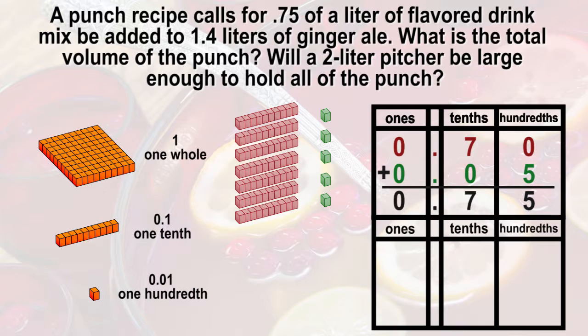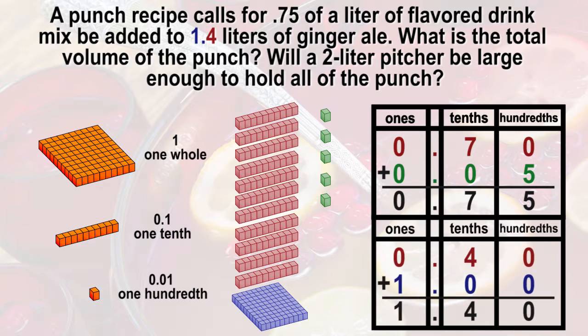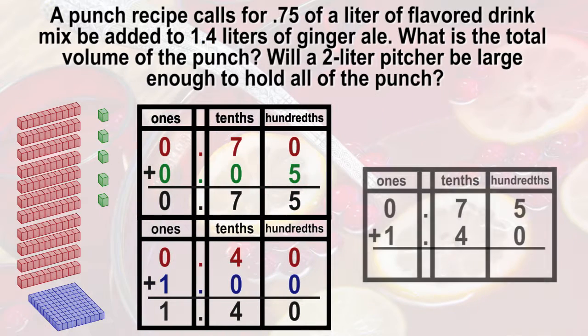The ginger ale was 1 4/10 liters. Let's use 1 flat for the whole and 4 rods for the 4/10 to represent 1 4/10. Let's add them together. In the hundredths column, we only have 5 hundredths.